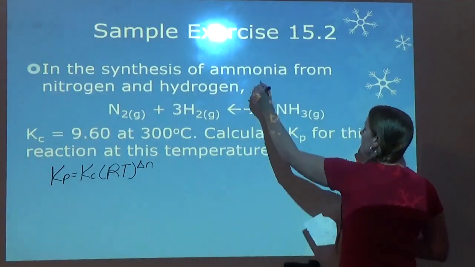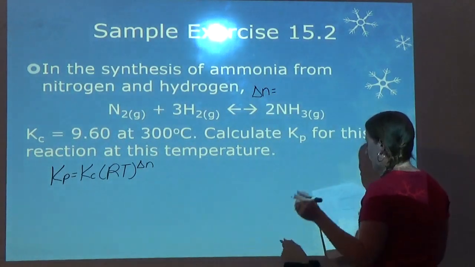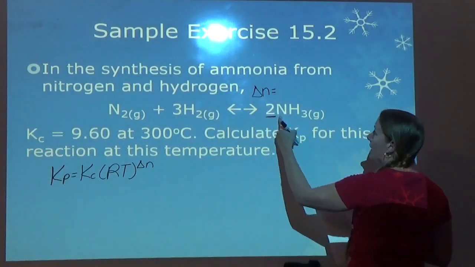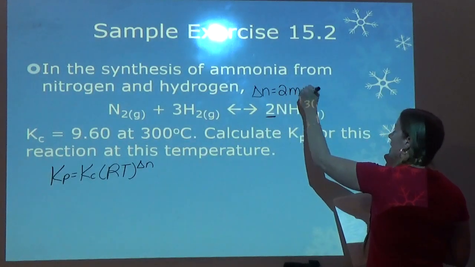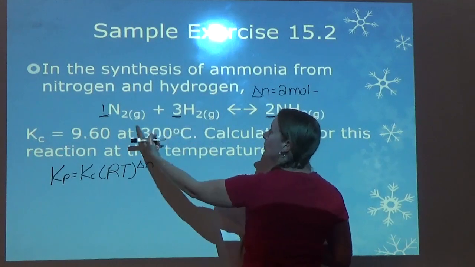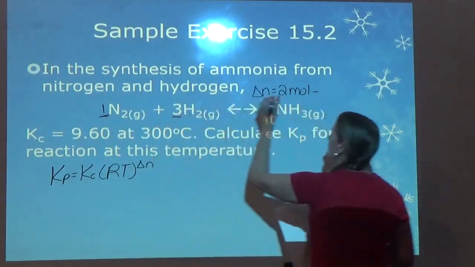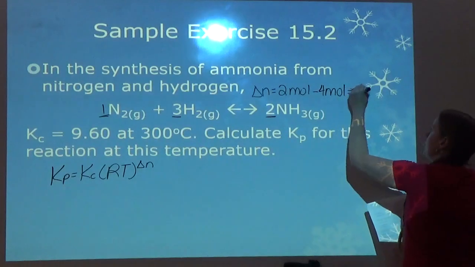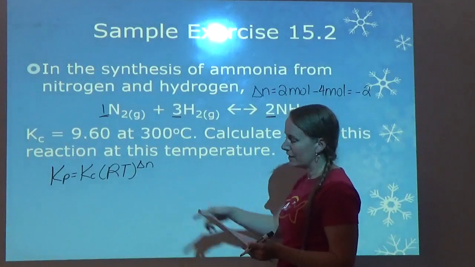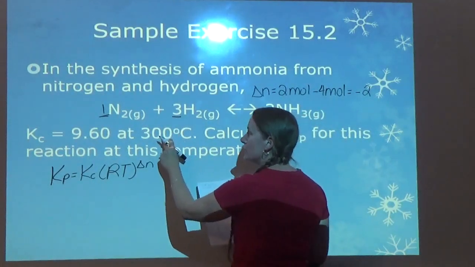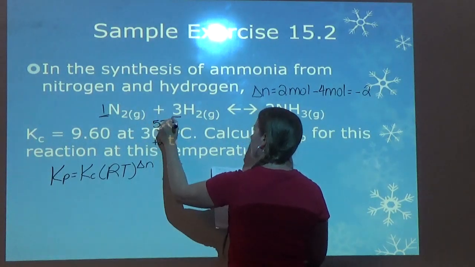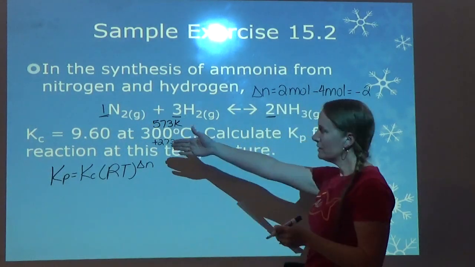So let's do our delta N first. Remember, delta N is moles of gaseous product minus moles of gaseous reactant. I've got 2 moles of gases on my product side, minus the gases on the reactant side. Both of these are gases, so I actually have 4 moles. That's going to give me -2. So my power right here is going to be -2. For the temperature, I do need to change it to Kelvin, so I add 273, and that ends up being 573 Kelvin.